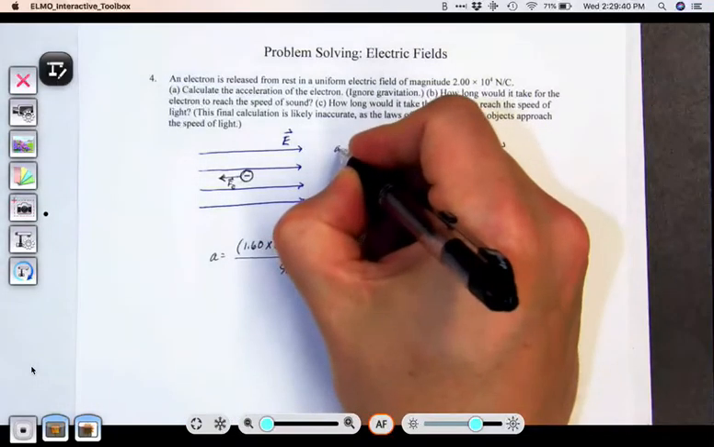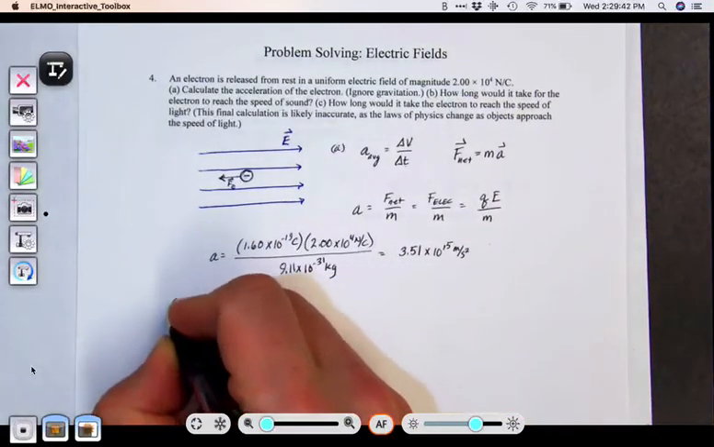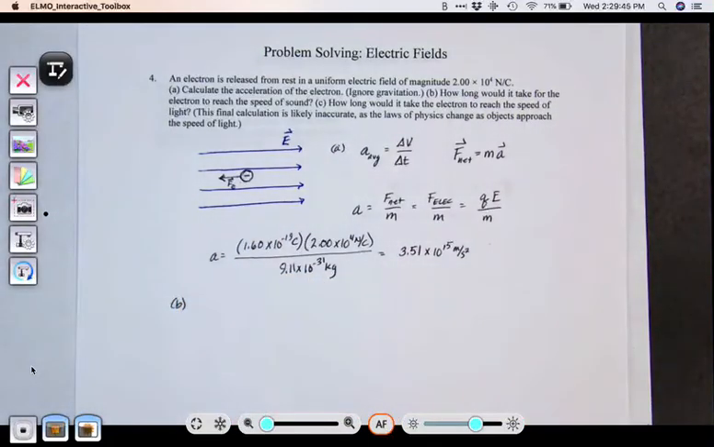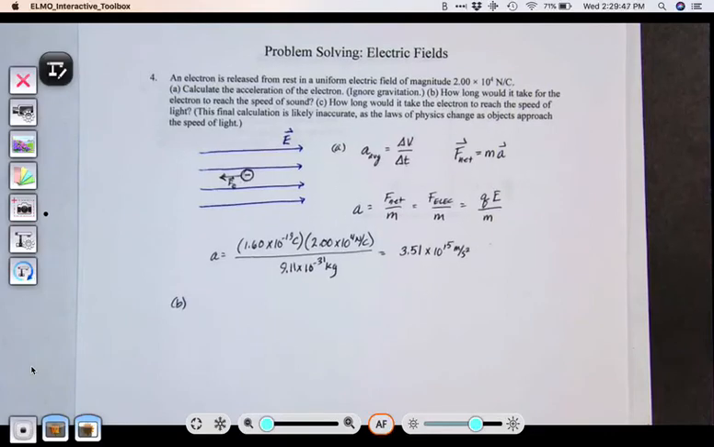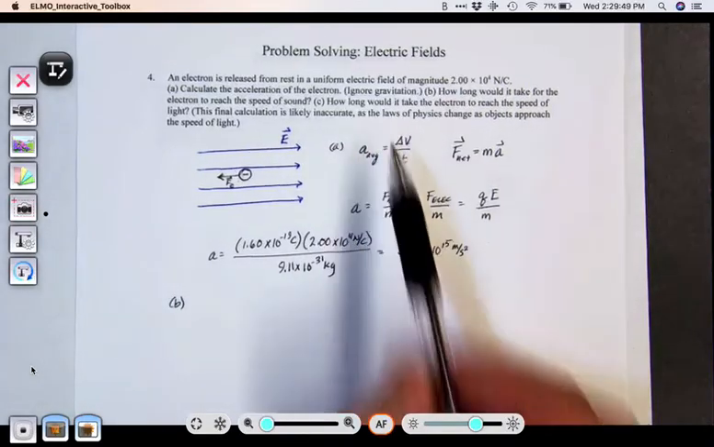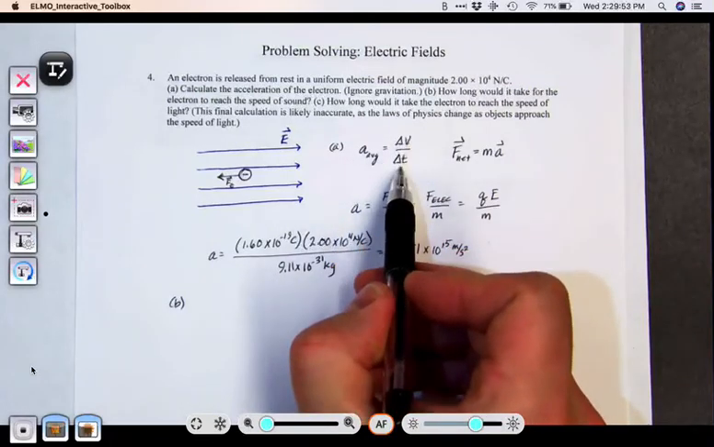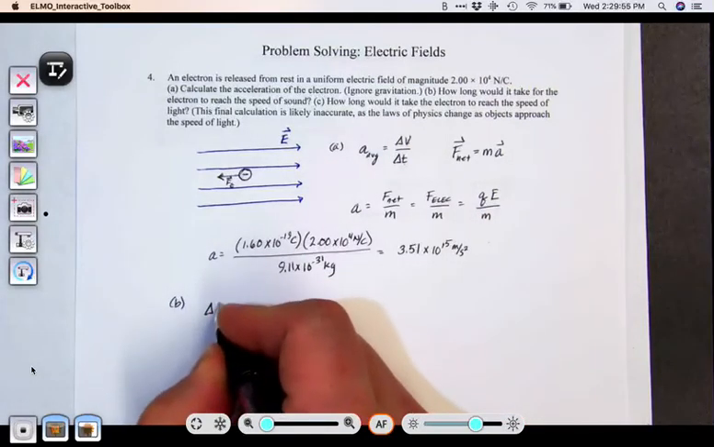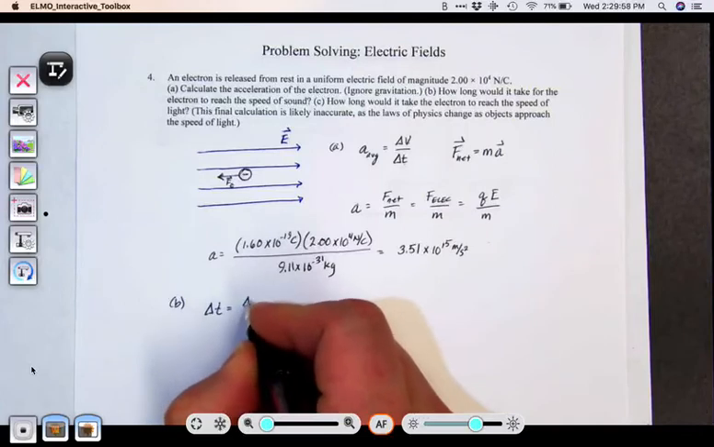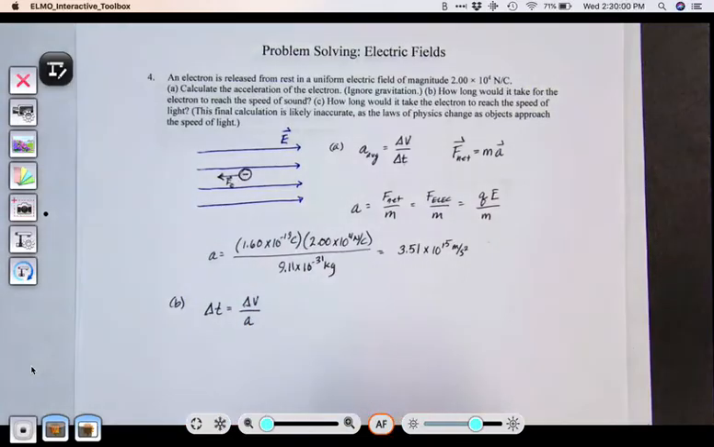So that's A. B asks us, how long would it take the electron to reach the speed of light? And here's where we want to use the definition of acceleration that we had from Physics 1. If acceleration is a change in velocity over a change in time, then we can write that a time interval is a change in velocity over an acceleration.